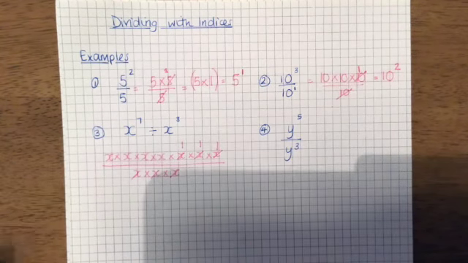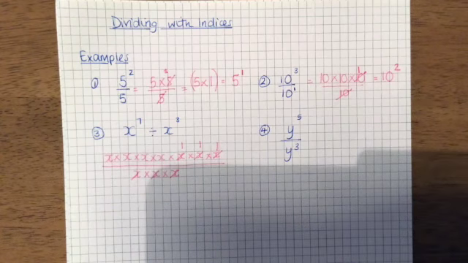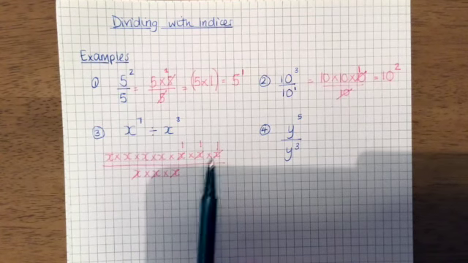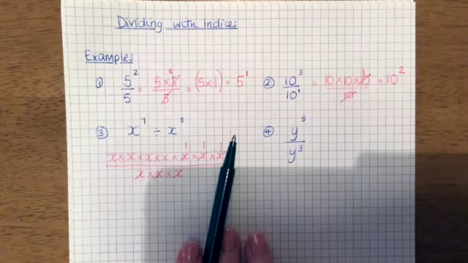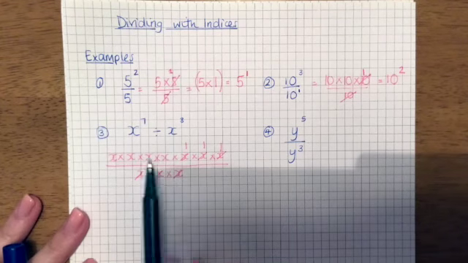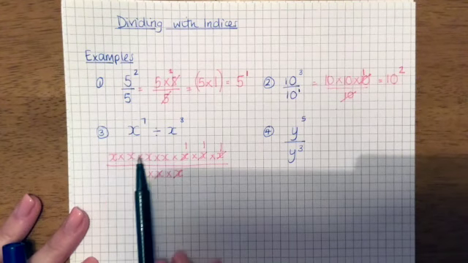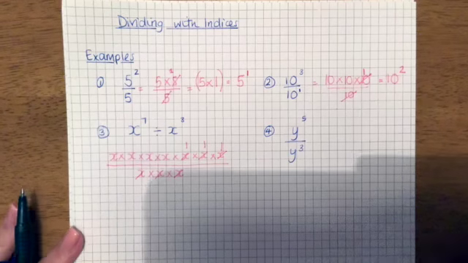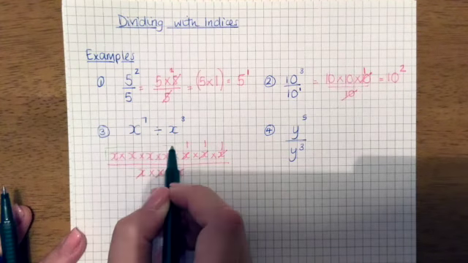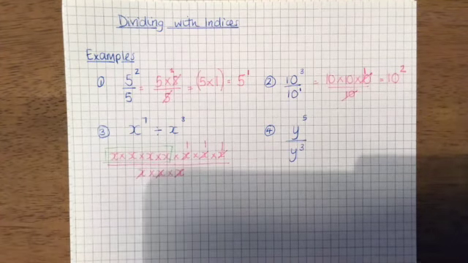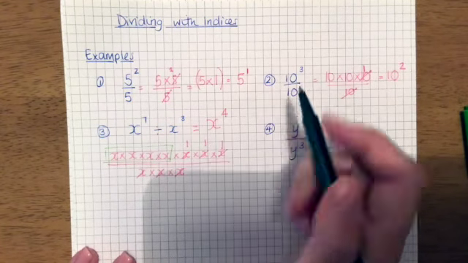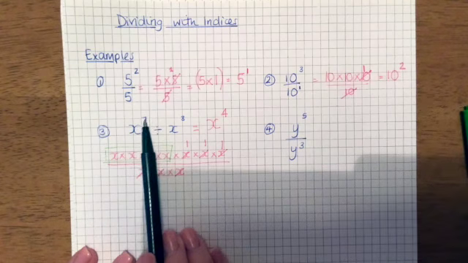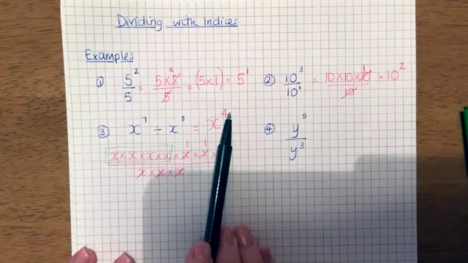The reason I'm showing you that it makes 1 is because whenever you times anything by 1, it's just itself again. So this part will just disappear and the bit underneath will disappear. So what am I left with? 1, 2, 3, 4 x's multiplied together. That's all I'm left with, so my answer is going to be x to the power of 4. And that makes sense because 7 take away 3 gives me 4.